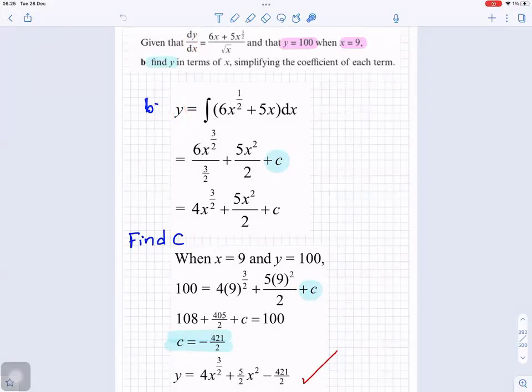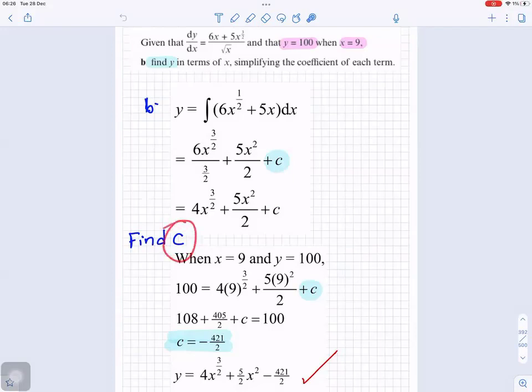So we need to integrate that expression that we had changed. We had changed this to this expression. We need to integrate that. It's easier to integrate this. When you integrate, you add 1 to the power and divide by the new power. So half plus 1 is 3 over 2, and then you divide by 3 over 2. This is 5x to the power 1. You add 1 to that, it becomes 5x squared, and then you divide by the 2. So 6 divided by 3 over 2 gives you 4, plus the 5 over 2 x squared, and we add c.